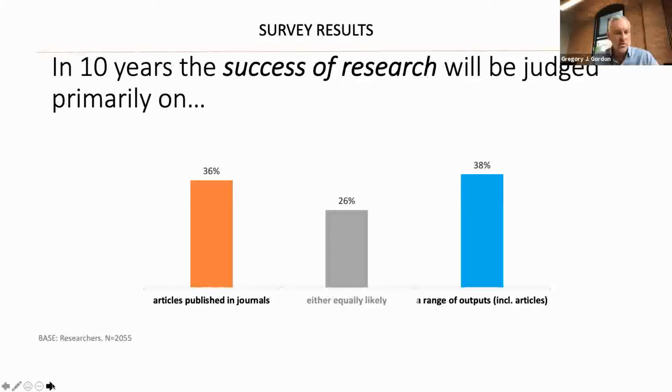But in the social science research area, interestingly, it was 10% below the average in thinking that the article will be the main research output. So the social science researchers actually believe that in 10 years, a variety of different outputs will start to determine the success of the research. It won't just be about the article. So this is probably the greatest difference between the social science researchers and the rest of the participants.